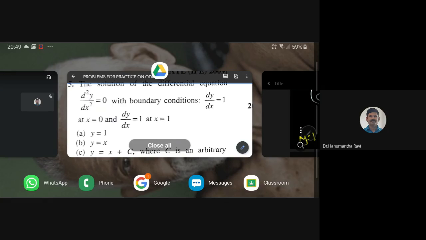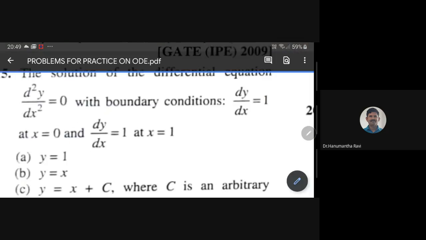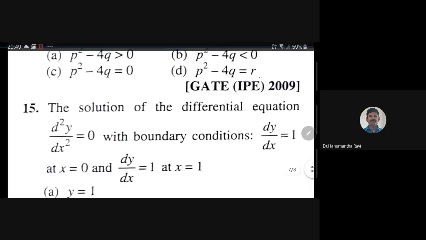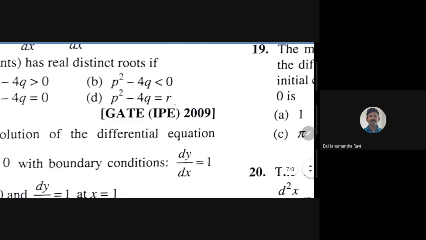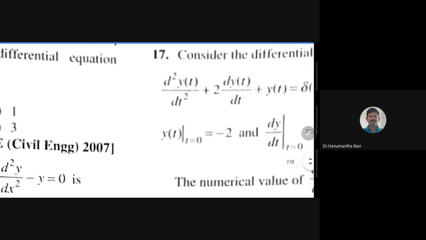Y is 1. Yeah, it is there. A is the answer. Then we go for 16.